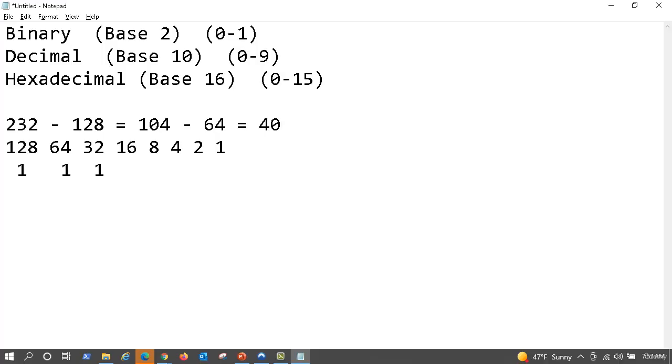Okay, so I'm still counting ones. Now I'm at a point where my number's down to 8. Okay, so that actually makes it kind of easy because that's one of these values. So I just know, okay, well, it's going to be a 0 for the 16. It's going to be a 1 for the 8. Now we're at 0. And so we just go like that.